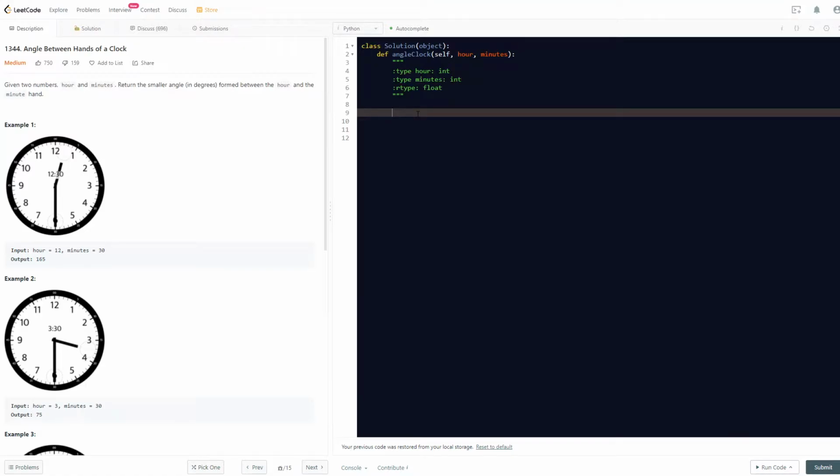Today we're going to be taking a look at the Leetcode question, angle between hands of a clock. This is an interesting question because it's not that hard for being labeled a medium, but it really tests out your problem solving skills. This is also a question that's currently being asked at Facebook and Microsoft, so it's a high value one to look into. All right, let's get into it.